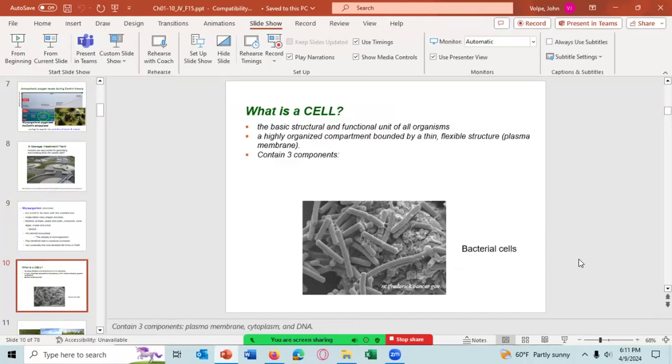Now, I've talked a little bit about a cell. Let's talk specifically about what a cell is. A cell is the basic structural and functional unit of all organisms. A cell is a highly organized compartment bounded by a thin, flexible structure that we call the plasma membrane or the cell membrane. All cells contain three components. Obviously, they have the plasma membrane, they have cytoplasm, and then they have DNA.